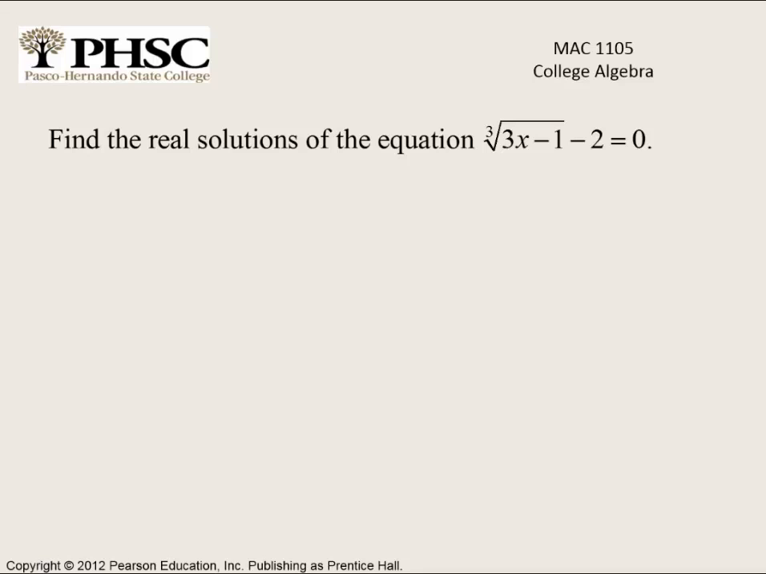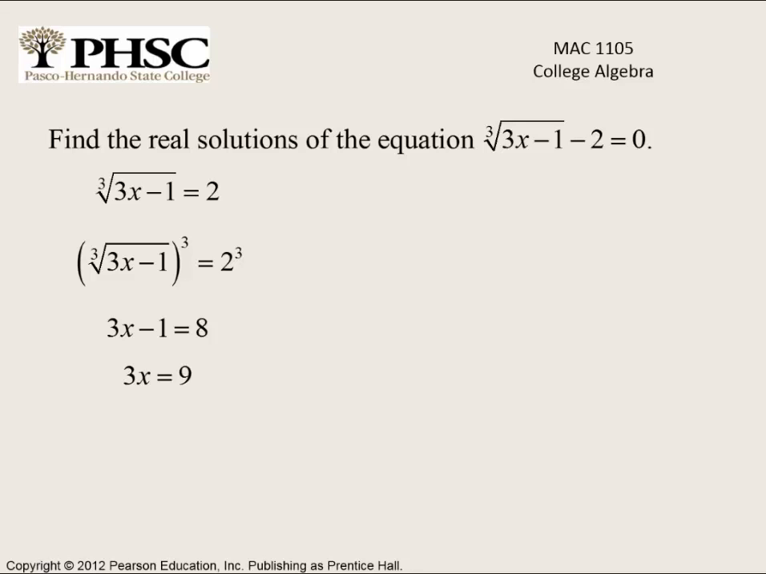The first example is the cube root of 3x minus 1, minus 2, equals 0. We're going to solve this. The first thing we do is move the 2 over to the right side, so we add 2 to both sides. Then we cube both sides, and that gets rid of the cube root sign on the left-hand side. By doing that, we end up with 3x minus 1 equals 8. Then we add 1 to both sides, and divide both sides by 3, and we get x equals 3.